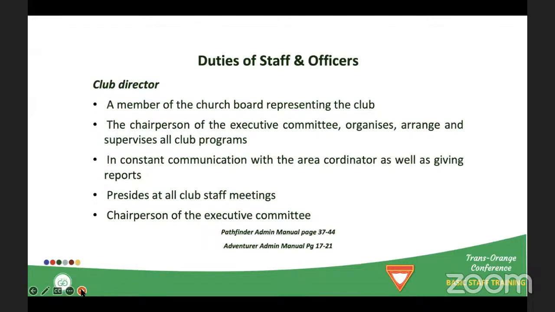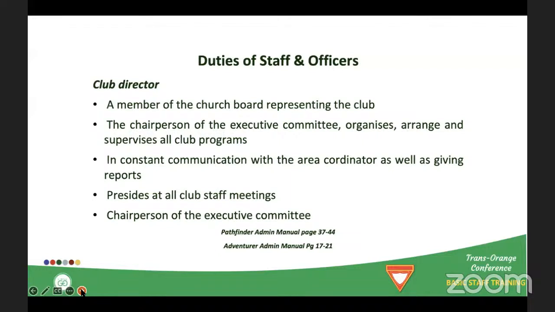Duties of staff and officers. What are the duties of staff members? We are going to look at the duties of staff members. We've got a club director. A club director is a member of the church board representing the club. So when a club director sits in the board, he or she speaks the interest of the club.